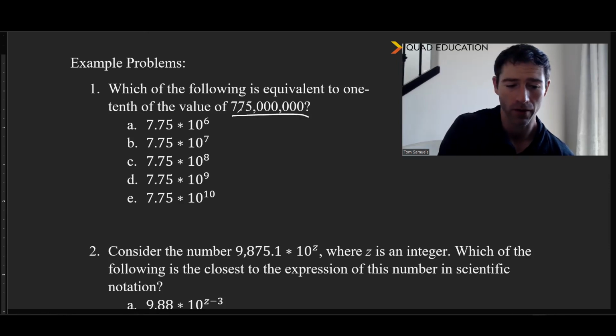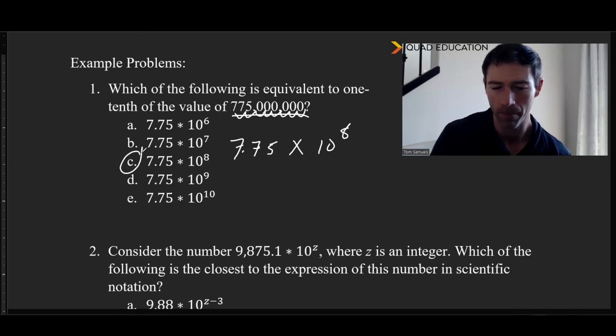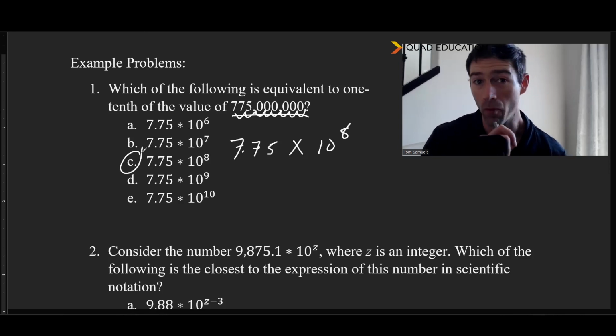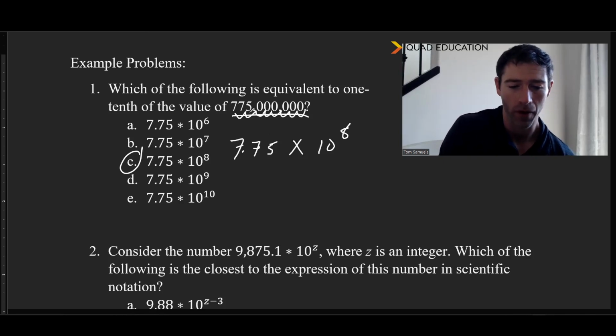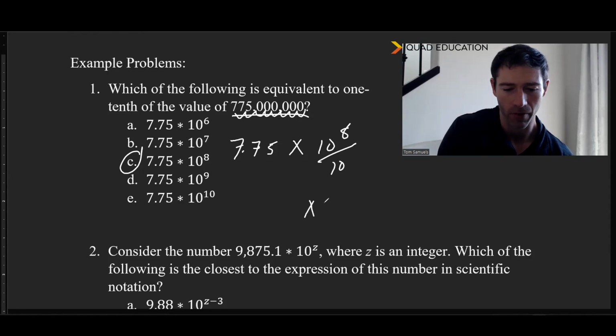100,735 million. So we would just do what we just did with moving the zeros over. We know we're going to have 7.75 times 10 to the 1, 2, 3, 4, 5, 6, 7, 8. And there we go. But wait, it's 1/10 of that. So we want to divide this by 10. And the nice thing we can do is just divide by 10. And then that just brings us to 10 to the 7.